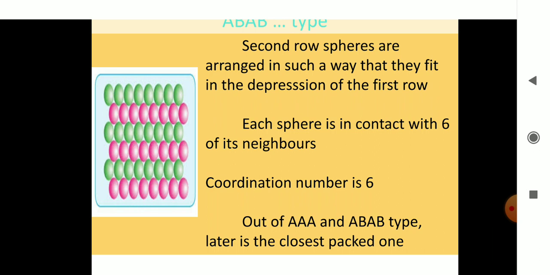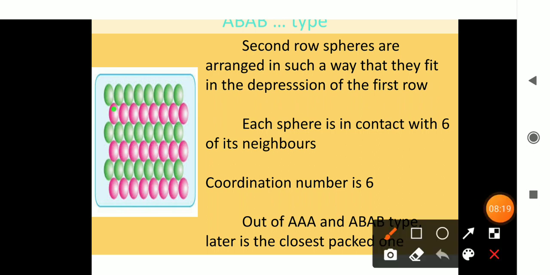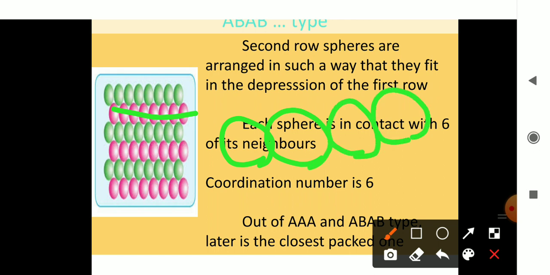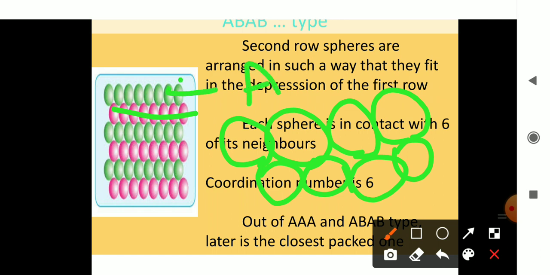What it means is, when we place the second row, the spheres of this second row are placed in the depression of the first row. What is called depression? Look here, if we consider this as the first row arrangement, the depression is the gap between the two atoms. Since the arrangement is different, we can name the first layer as A and the second layer as B. Now the third layer is similar to the first one, and so again the third layer will be named A. Then the fourth layer will be similar to the second layer, it will be named B type, and so it is called ABAB type arrangement.